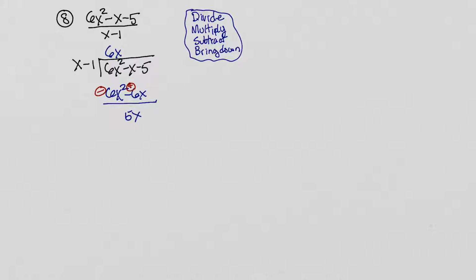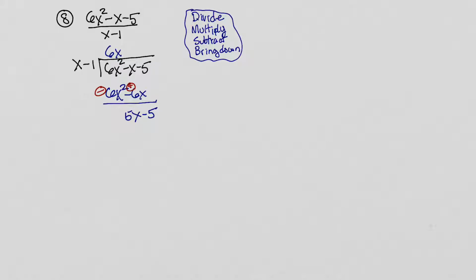Now combine the like terms. 6x squared minus 6x squared, no more x squareds. Minus x plus 6x is 5x. There's the subtract. Now bring down. We just have one term to bring down, so let's bring down that minus 5. And now start the process over again with the divide.